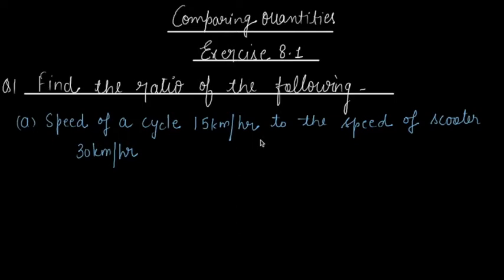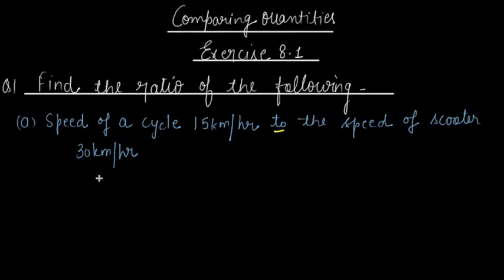In today's session, we will start exercise 8.1. I've already explained the concept of this chapter in my previous two videos. So let's begin with question number 1, which says find the ratio of the following: speed of a cycle 15 km per hour to the speed of scooter, which is given 30 km per hour.